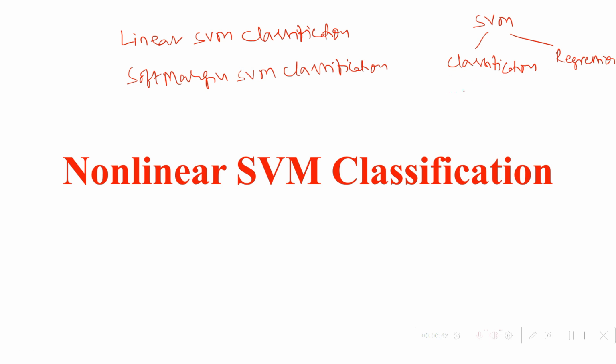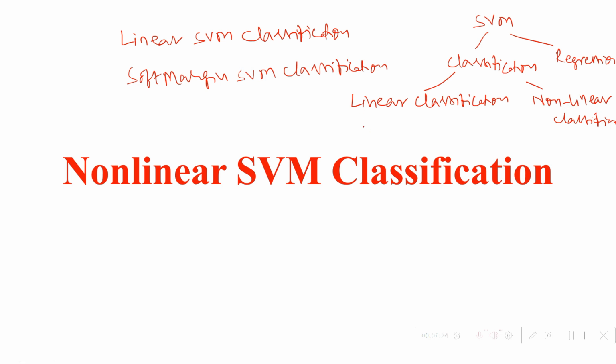Here the classification is done by the help of two things: linear classification and second is nonlinear classification. So support vector machine classification is done in two ways. One is linear classification, the other nonlinear classification. When the data set is linearly separable, we apply linear classification. If the data set is not separable by a linear equation, then we apply nonlinear classification.